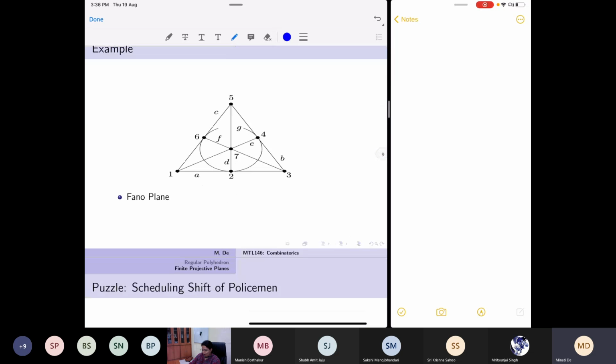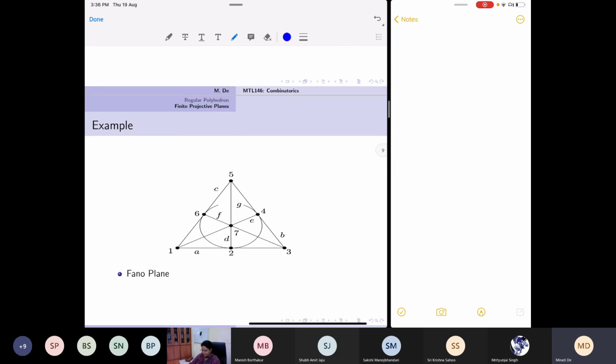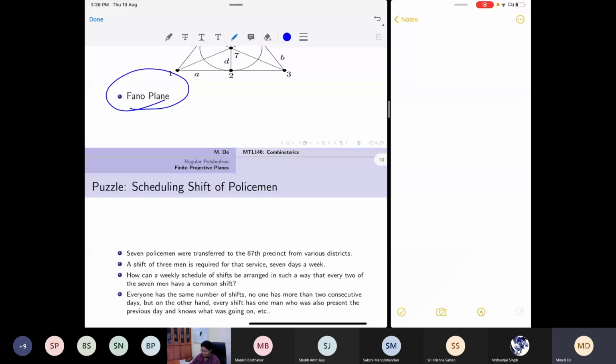We saw the smallest possible finite projective plane is the Fano plane. We saw this example, and we also saw one puzzle. It's not the only puzzle; there are several puzzles related to the Fano plane, so I will not enumerate all of them.